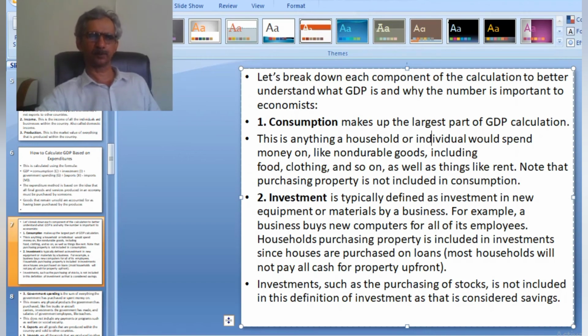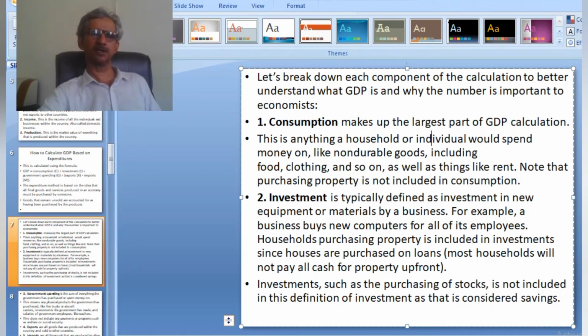The second factor of expenditure is investment expenditure. It is typically defined as an investment in new equipment or materials by a business. For example, if a business buys new computers for all of its employees, that is expenditure and is treated as an investment. Households purchasing property is included in investments, since houses are purchased on loans; most households will not pay all cash for property upfront.